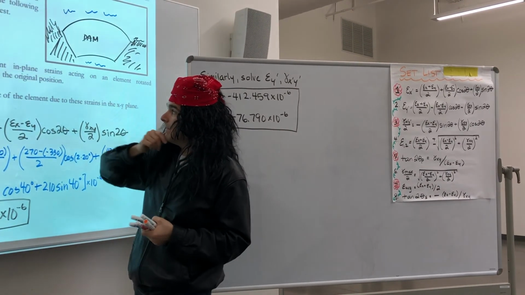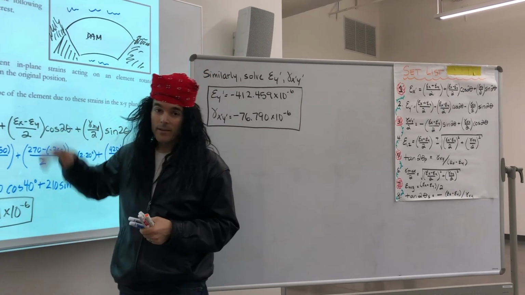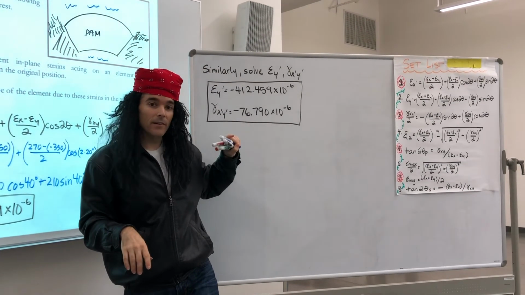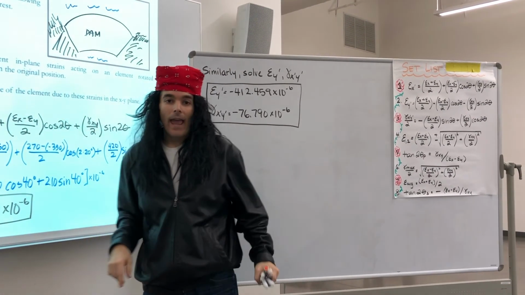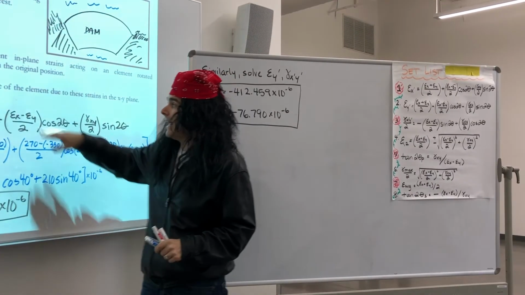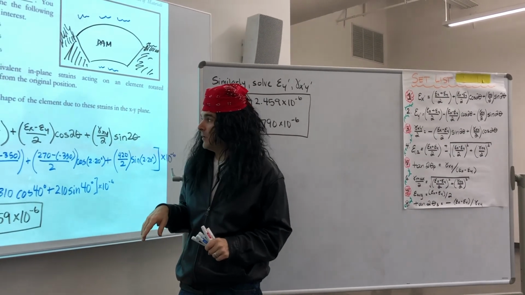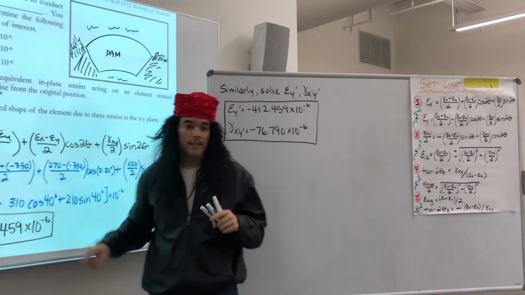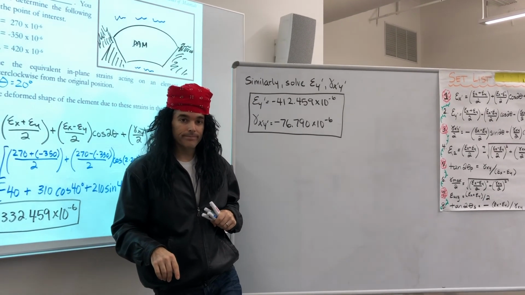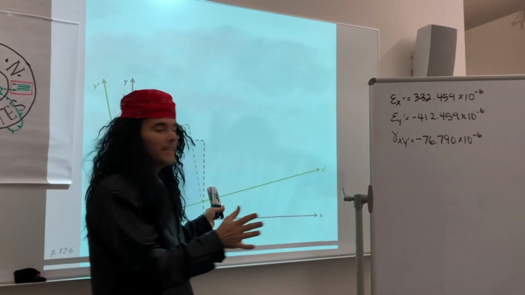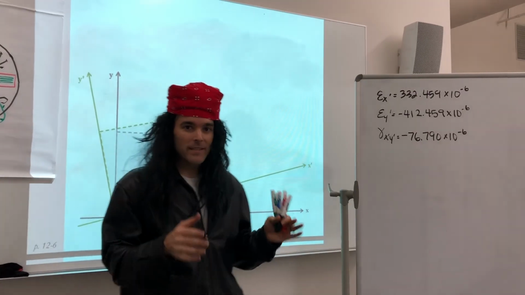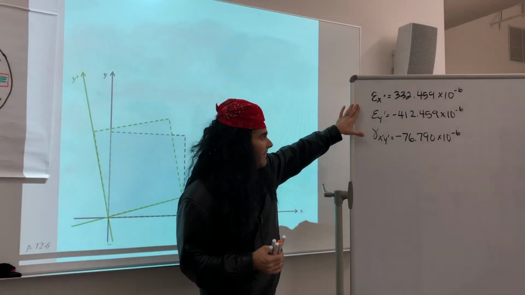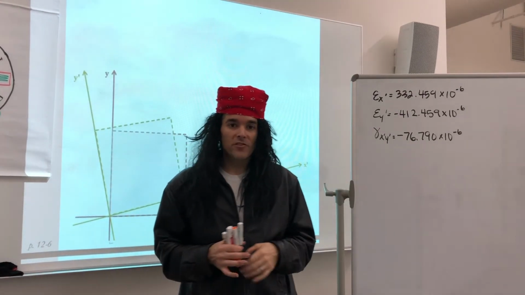All right, so that completes part A. So hopefully you can get to these answers, give your calculator skills a try. And we're going to solve part B next, where we want to sketch the deformed shape of the element due to these strains. Sketching the element is one of the harder things to visualize once we have these transformed strains.